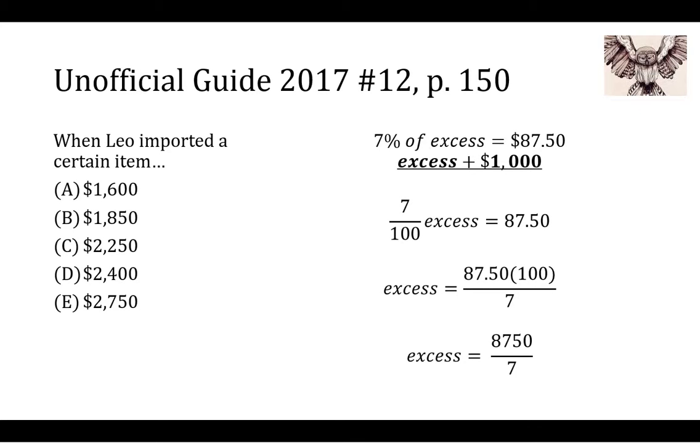And then we multiply 87.50 by 100, moving the decimal twice to the right. And we end up with 8,750 over 7. Not a very nice calculation. 7 is kind of a pain when you're working in base 10, and often you just have to do the long division.